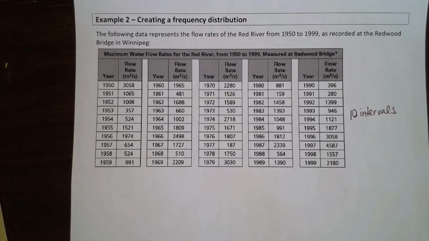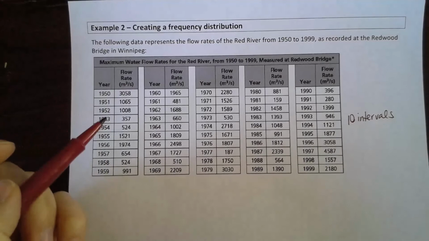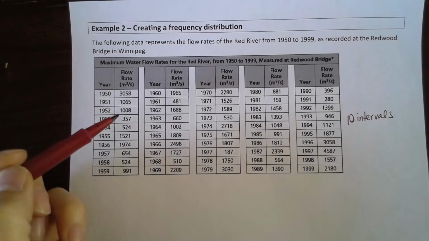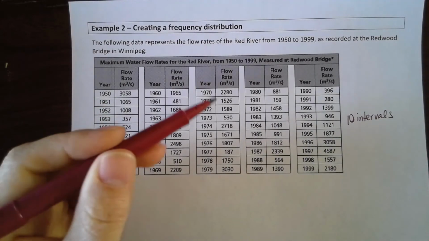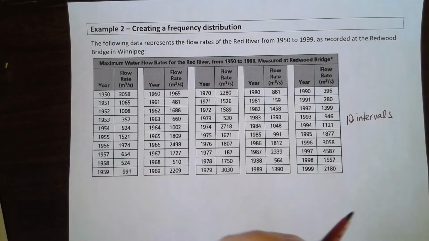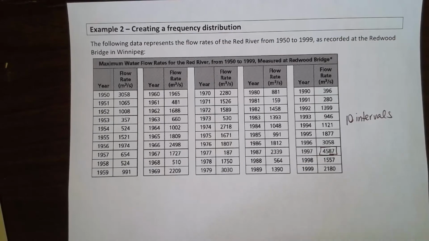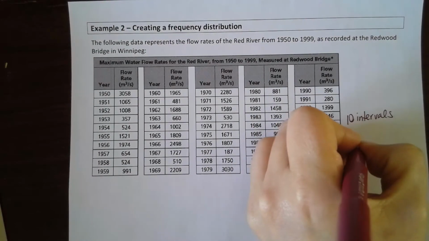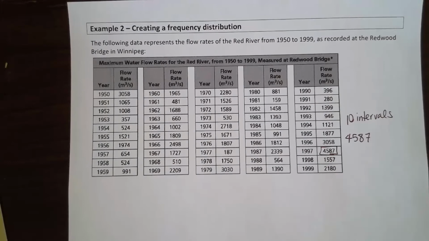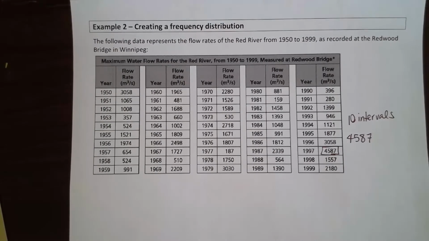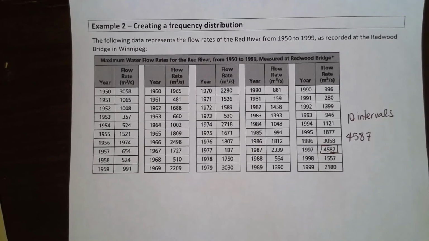Well, what we want to do is find the range of our data. So we have to go through and find the highest and the lowest pieces of data. So the highest piece of data, if you go through this whole list, is the 1997 flood. Okay, so that's our highest amount of flow going through the Red River. It was a pretty crazy flood. If you ask your parents about it, I'm sure that there will be an interesting story out there about what they were doing in the time of the flood.